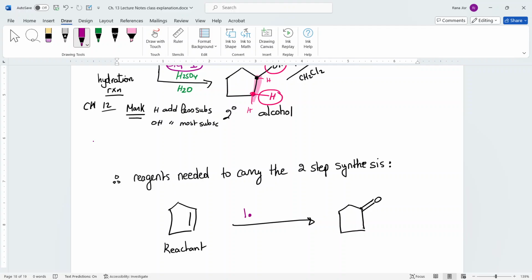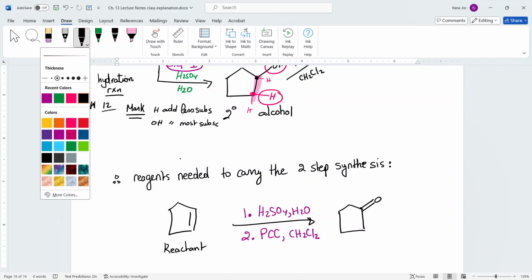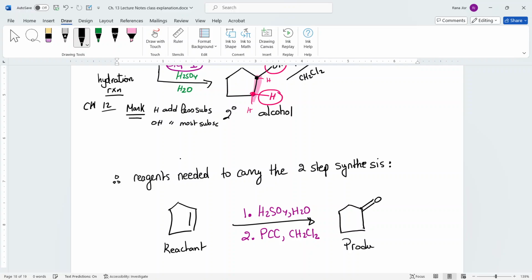All I want are the reagents needed to go from the reactants to the products. So step number 1, I am using H2SO4 in presence of water. And instead of that dash, I can go ahead and use a comma as we normally do. Okay. And then step number 2, I'm using PCC in presence of CH2Cl2 in there. And then I can go simply from the reactants to the products.